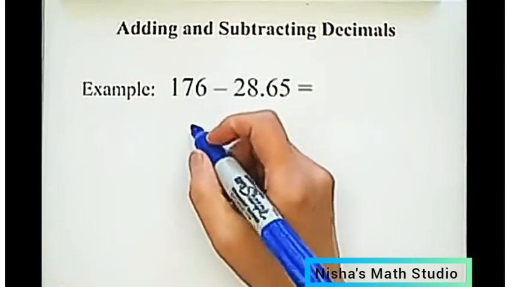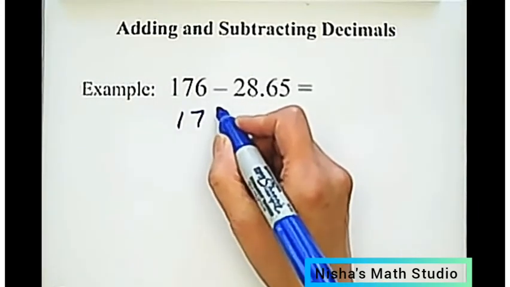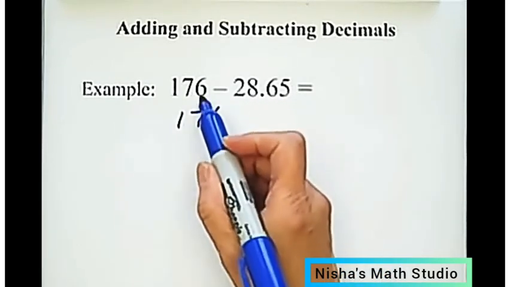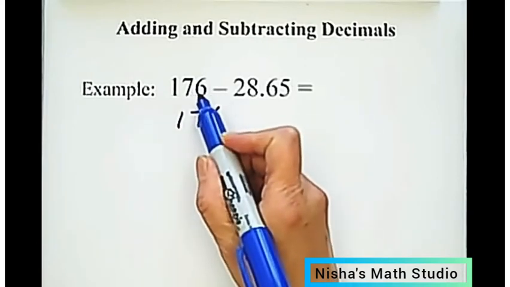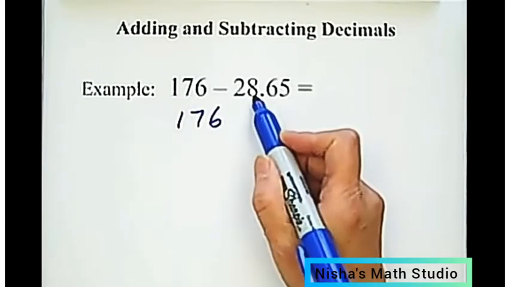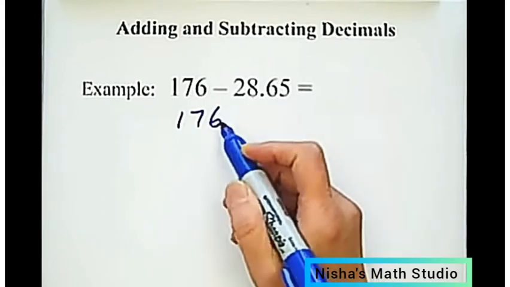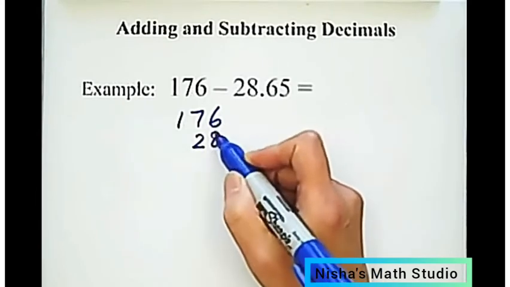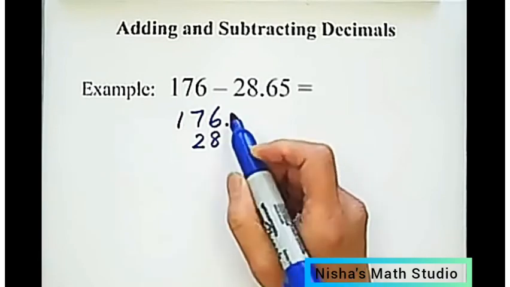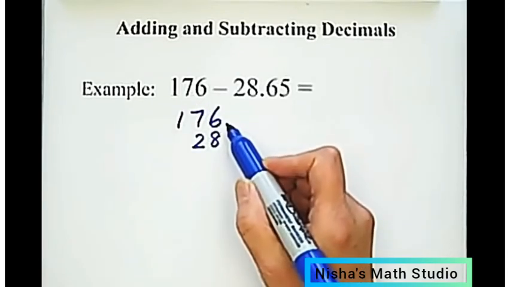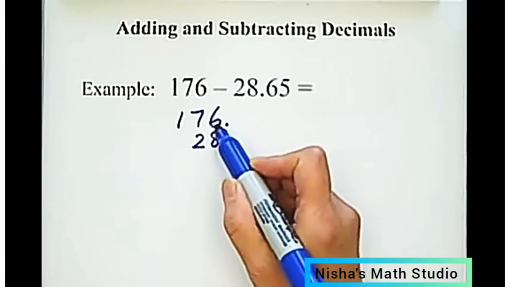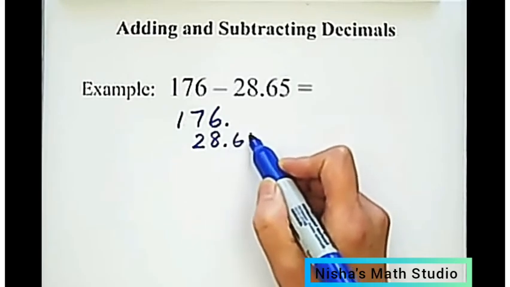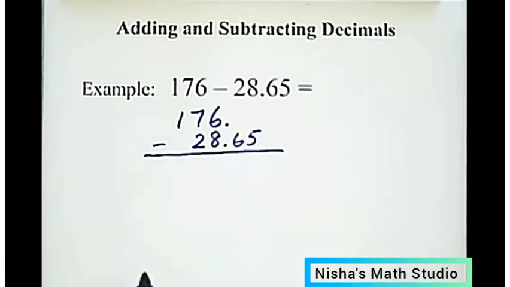Now let's take up a subtraction of decimal numbers. 176. So let's write that 176. See that it does not have any decimal part. Then you have 28.65. 6 is in the units place of the first number and 8 is in the units place of the second number. So 8 should be aligned below the 6. So you have 28. Okay, 6 and 8 are aligned. For the first number there is no decimal part, but for the second number you have 28.65. Now let's subtract it.